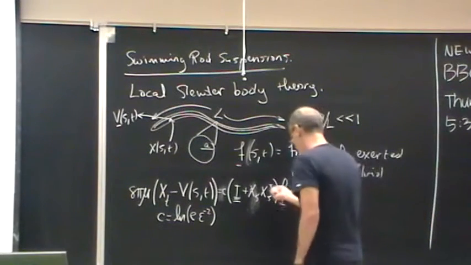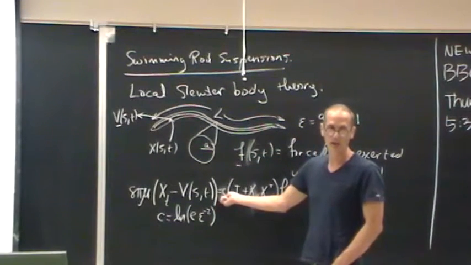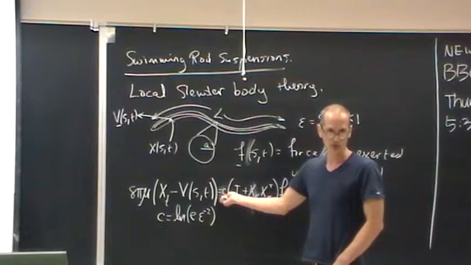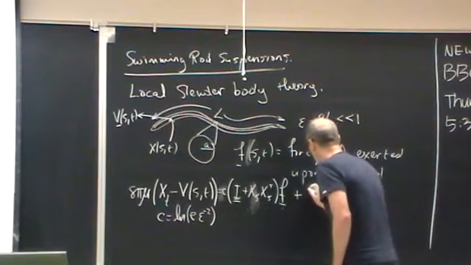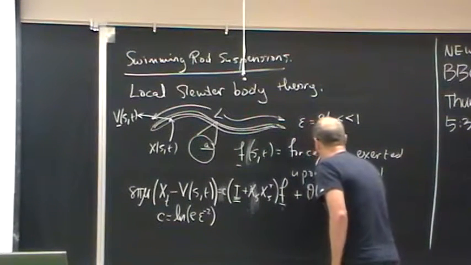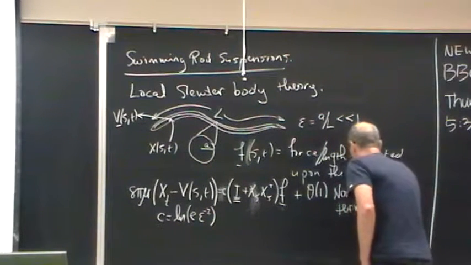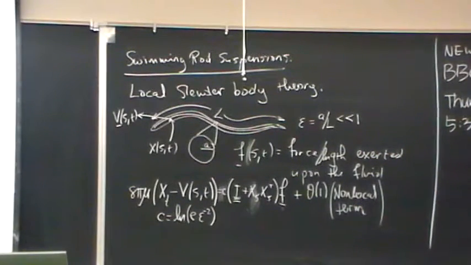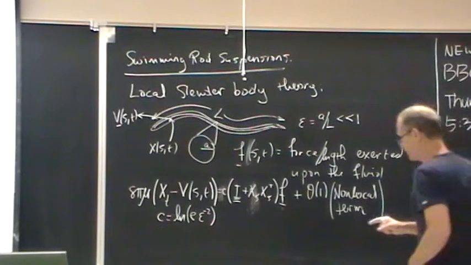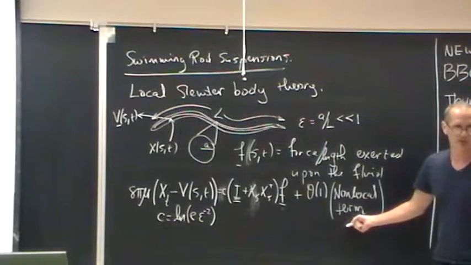Now, let me just say, this term here is log. There's some very nice work by Keller and Rubinow and then by Johnson, and you'll find it referred to in these notes, where there's a next order, order 1, non-local term. That captures non-local hydrodynamic interactions of this object with itself. As an asymptotic expansion, Keller, Rubinow, and Johnson worked out this next term. It's like a regularized Stokes limit.